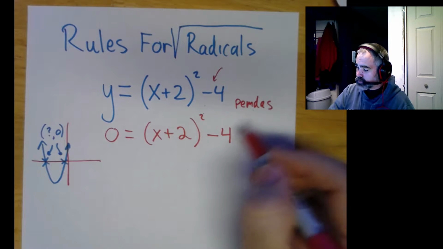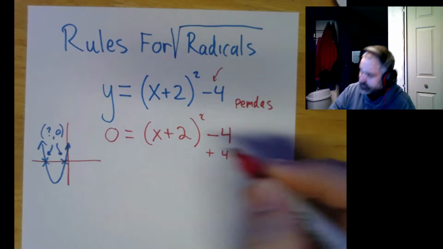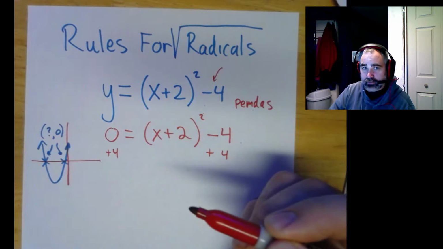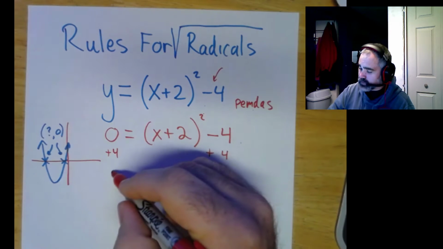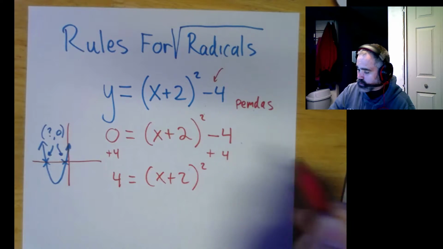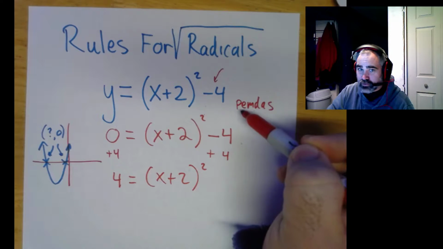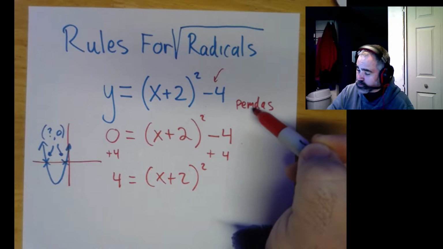So it starts with subtraction. We're going to go ahead and start with subtraction as well. We're going to add 4 to both sides. So we get 4 equals x plus 2 squared. Now we can follow PEMDAS. There's no addition that's not in the parentheses, which we would do last. No division or multiplication. There is an exponent though. So let's go ahead and see if we can undo the exponent.